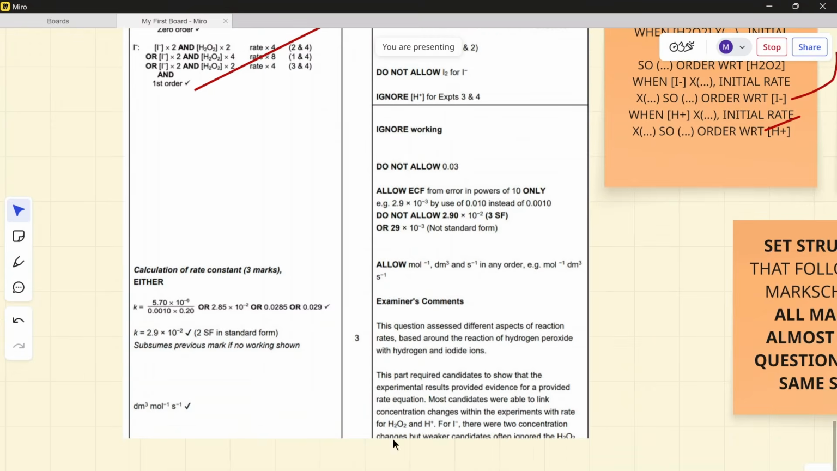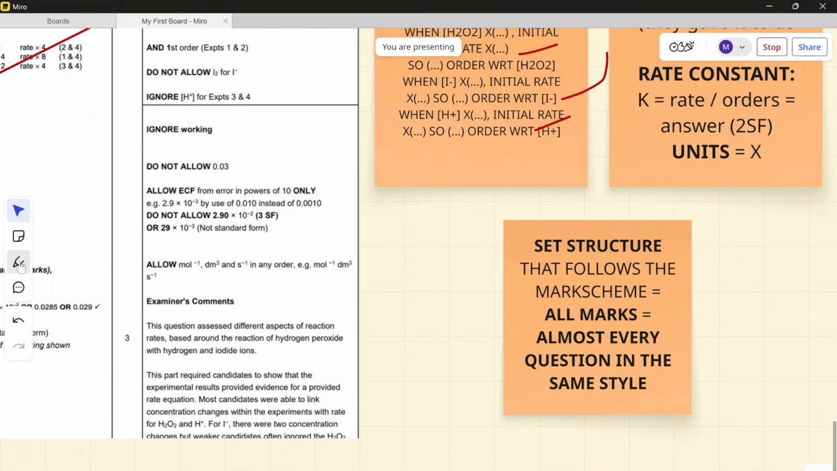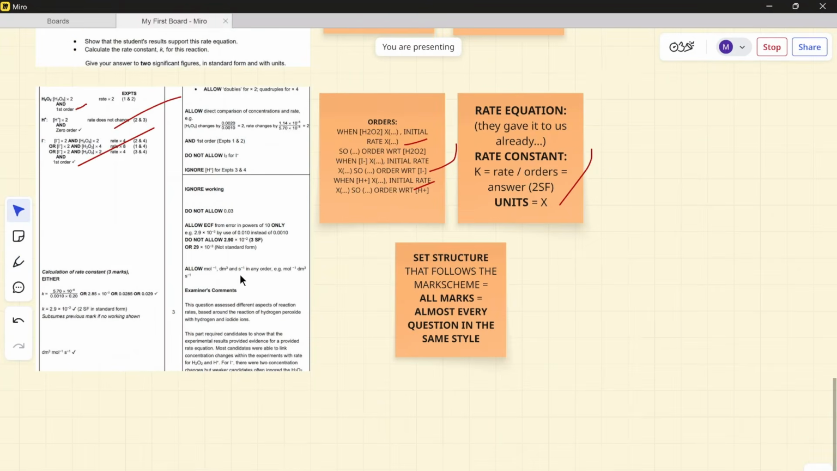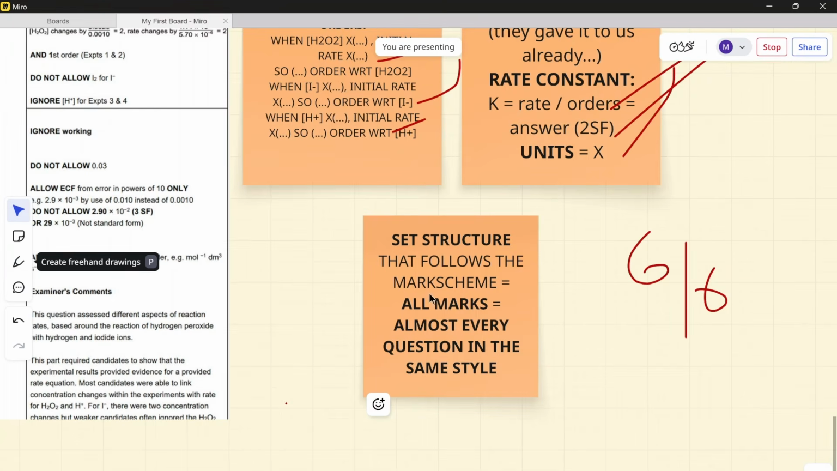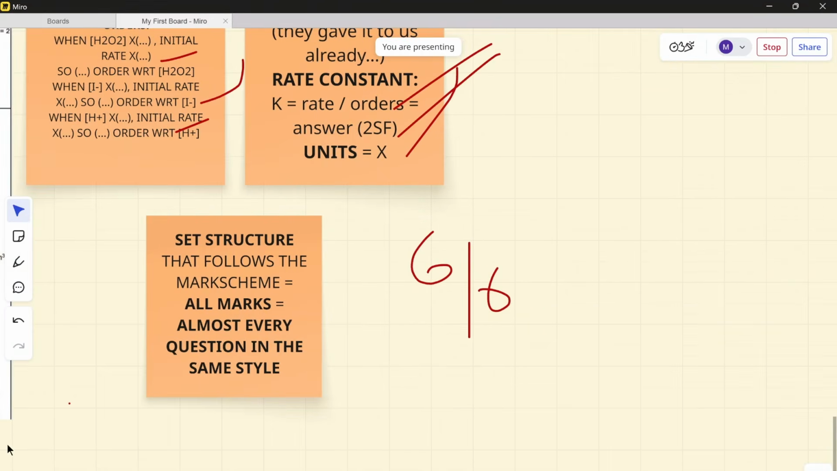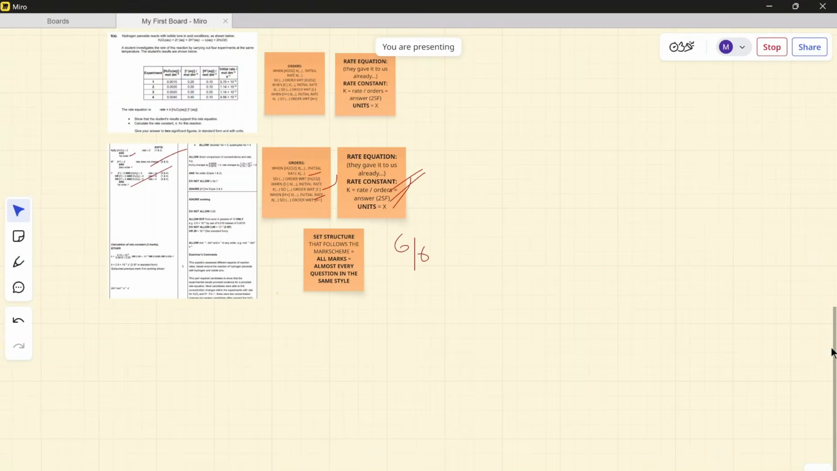If I go down here, units, I've given my units, mark, what else is here? Rate constant as well. And you can see here, rate constant, I've given the formula, okay, cool, they want to see that formula. I've given the answer. So I've gotten full marks just by using that set structure. So by having a set structure that follows the mark scheme, it means that you're guaranteed all the marks in almost every question given in the same style. Because you can see here that those 2 questions were more or less of the same style.